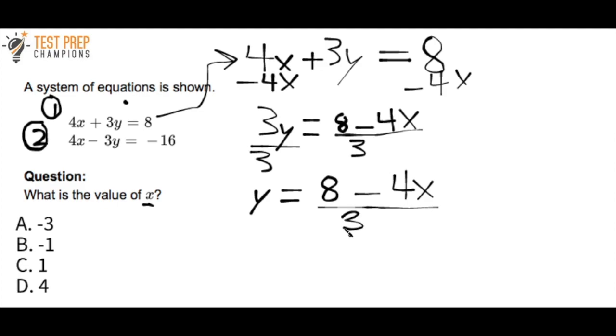And again, what I did was I solved for y here, so I had to divide by 3 on both sides, and I found that y equals 8 minus 4x divided by 3. So I'm halfway done. So congratulations if you followed me this far.